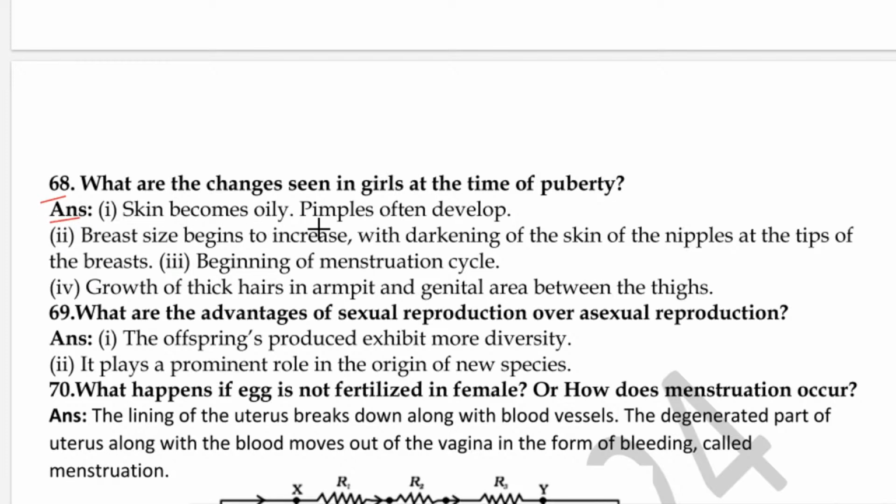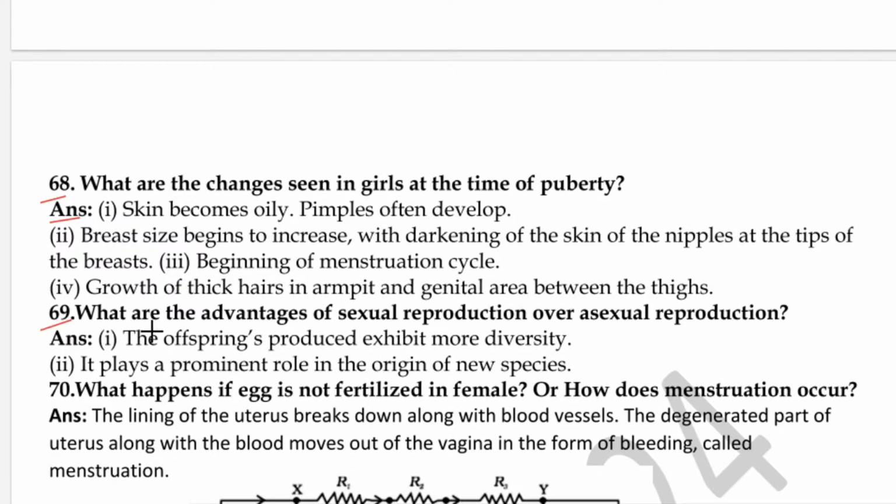Skin becomes oily. Pimples often develop. Breast size begins to increase with the darkening of the skin of the nipples at the tip of the breasts. Beginning of menstrual cycle. Growth of thick hairs in the armpit and the genital area between the thighs.